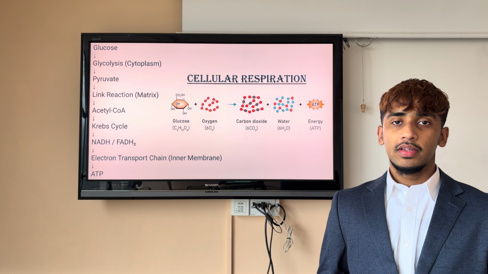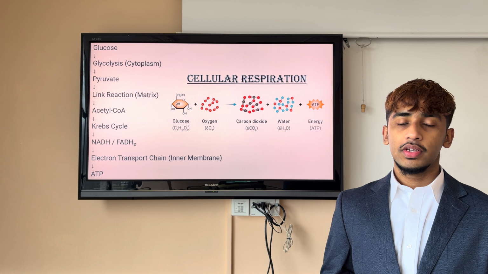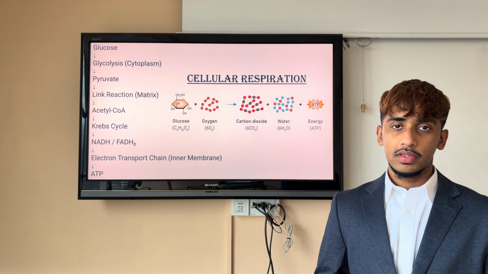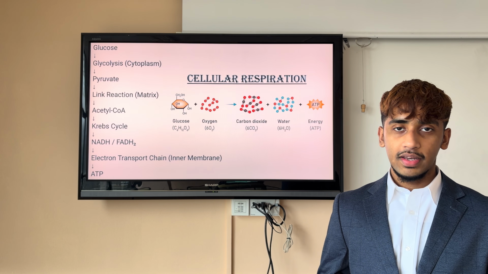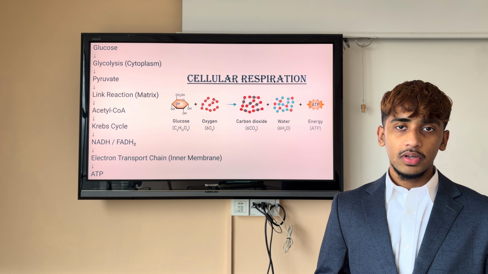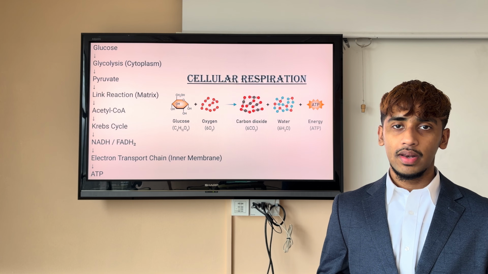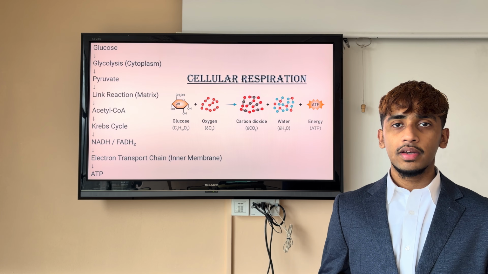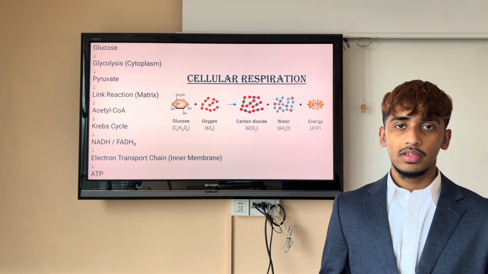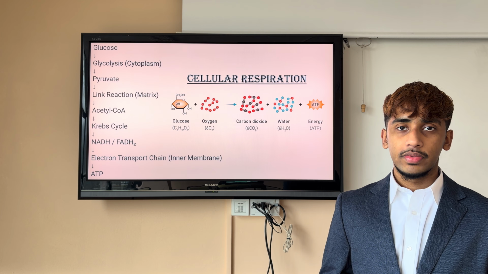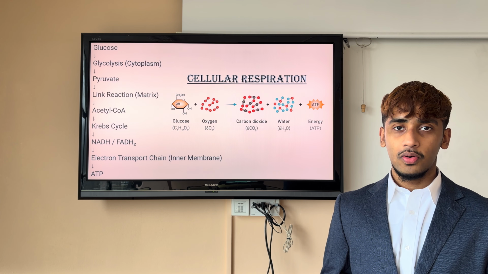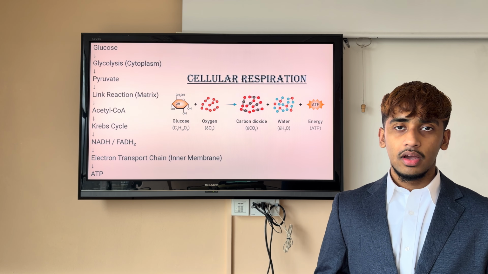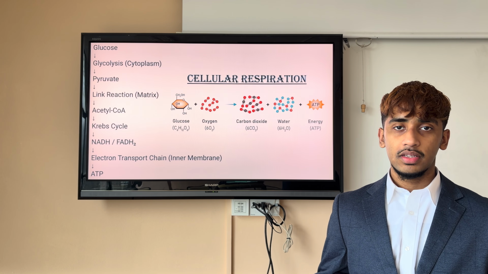Cellular respiration is the process by which glucose is converted into carbon dioxide and water, with energy being conserved in the form of ATP, adenosine triphosphate. What's important is that it doesn't happen in one explosive step. It's broken down into controlled stages so energy can be captured efficiently instead of being lost as heat. The process can be divided into four major stages: glycolysis, the link reaction, Krebs cycle, and oxidative phosphorylation.